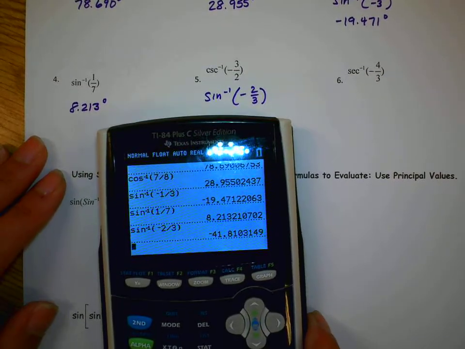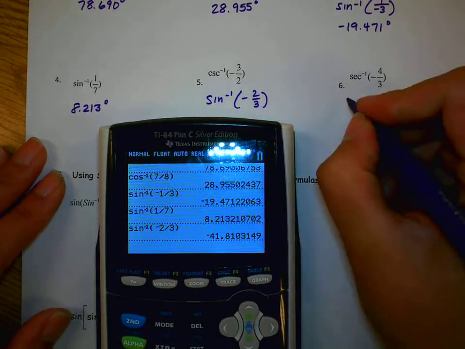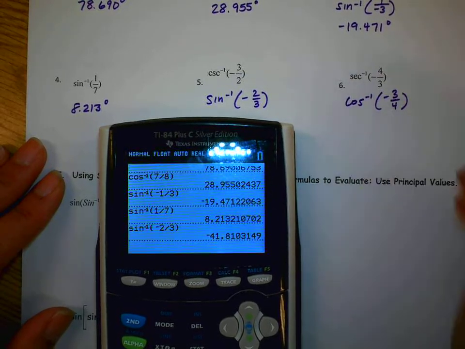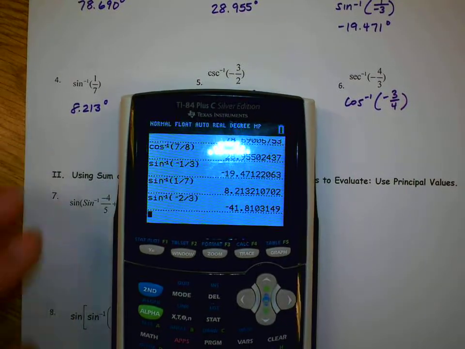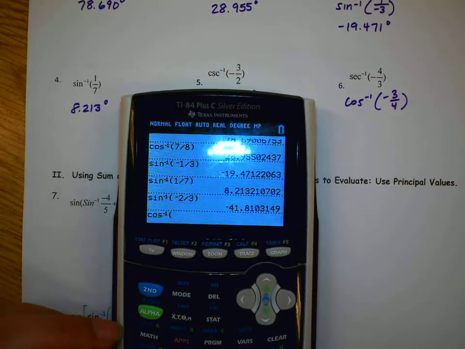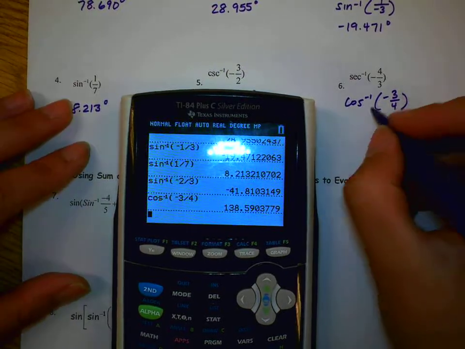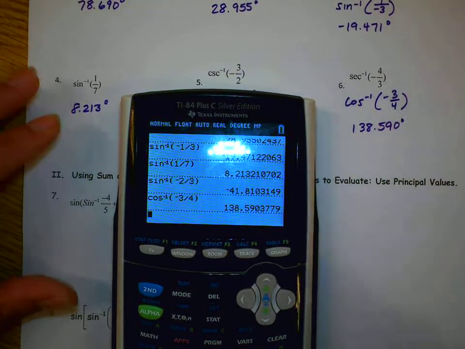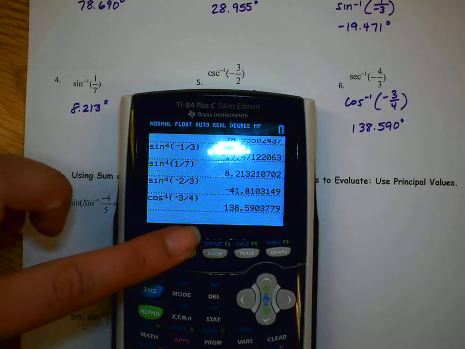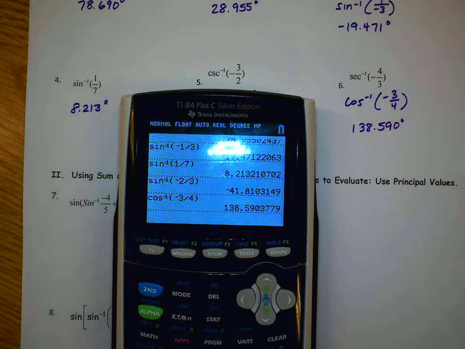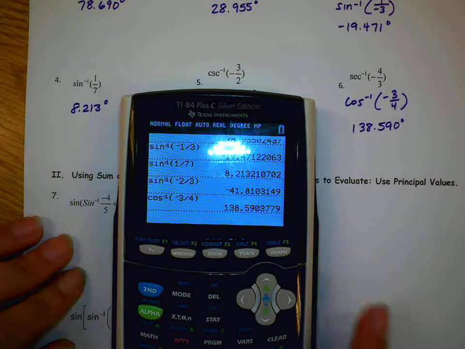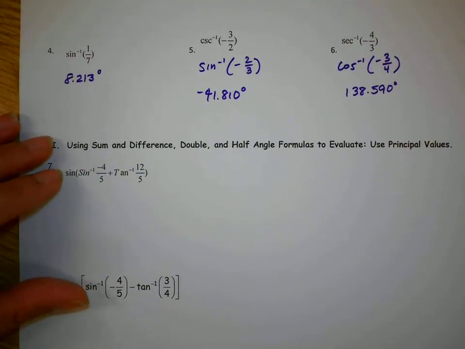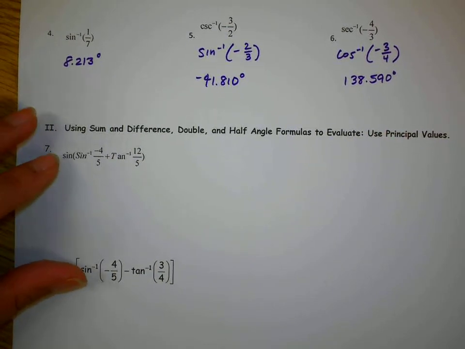Okay, 6, we have inverse secant, so we've got to change that to inverse cosine, and then also take the reciprocal of the argument. I'm going to type that in. That gives me 138.590 degrees. This also makes sense because remember it's quadrant 1 or 2, and 138 degrees would be in quadrant 2. So that's just a quick refresher on how to find the inverse trig functions on the calculator.